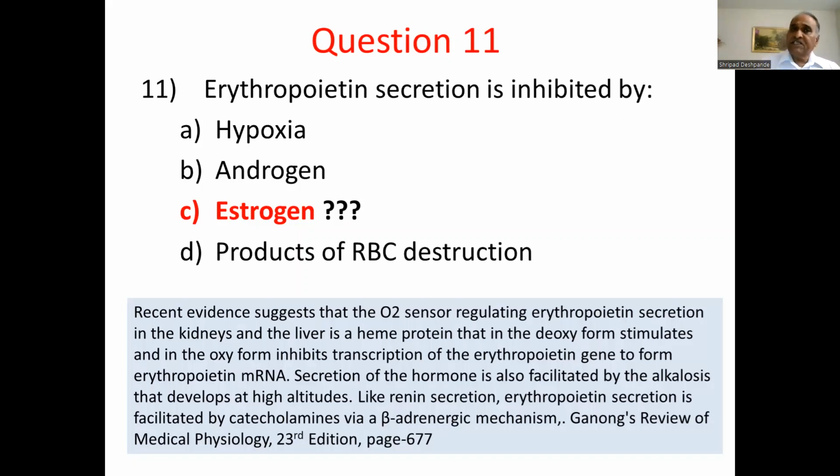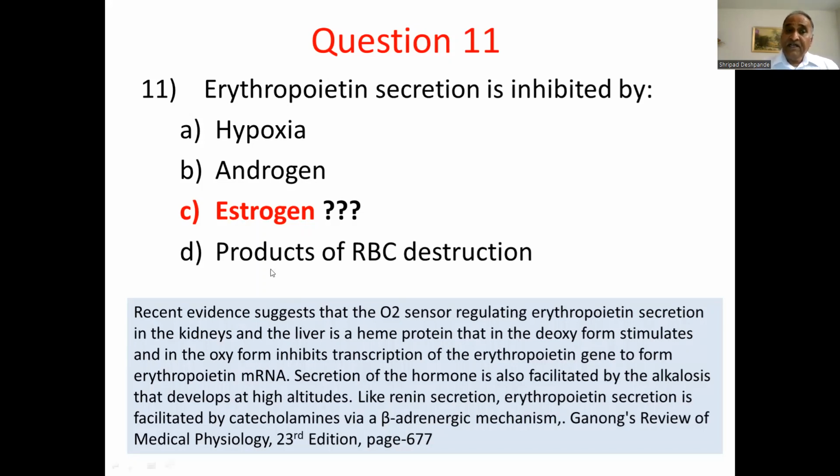The stem should be: erythropoietin secretion is not stimulated by. That is the correct stem. Not inhibited. Inhibition is an active process, and inhibition is not the correct part of the stem. Therefore, this question can be contested.